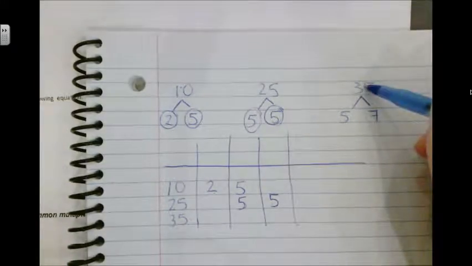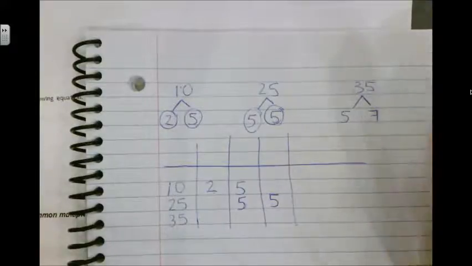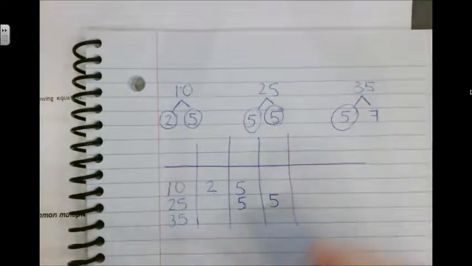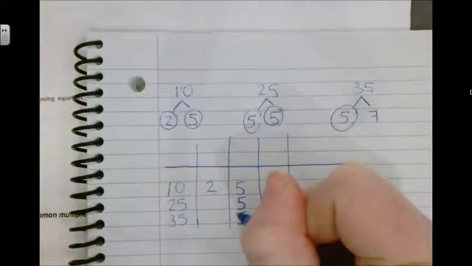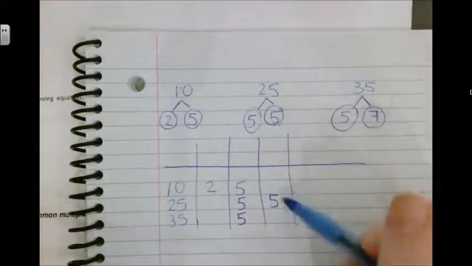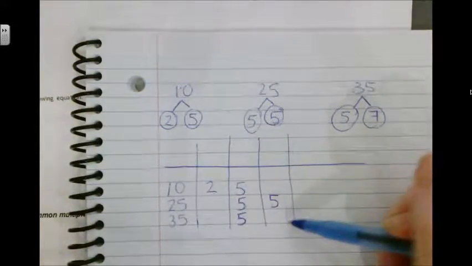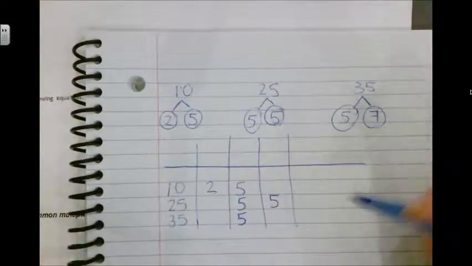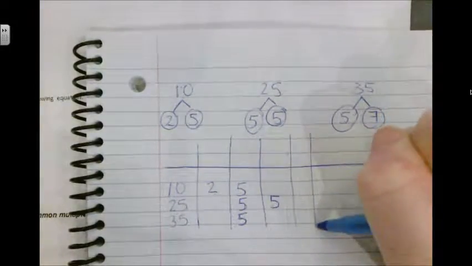Now for 35, I have 5 again. I would start from my 35, start from the left over here. I'm going to list the 5 that I have underneath my group of 5's. And then my 7 is another number. It doesn't fit under the 2's or in this new column of 5's. It's a new number, so I make a new column.